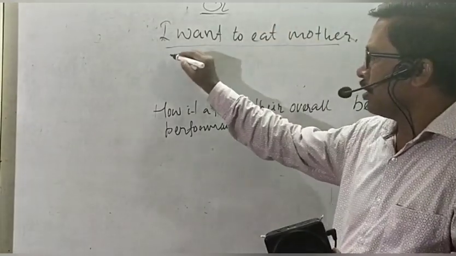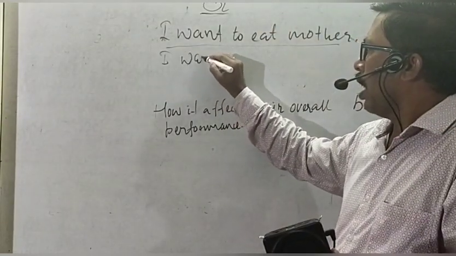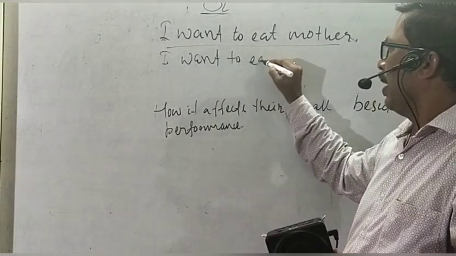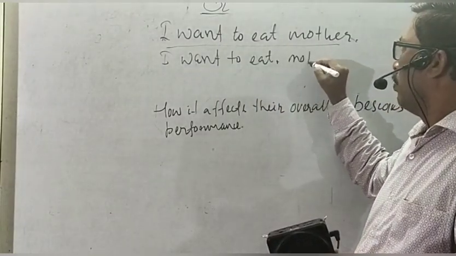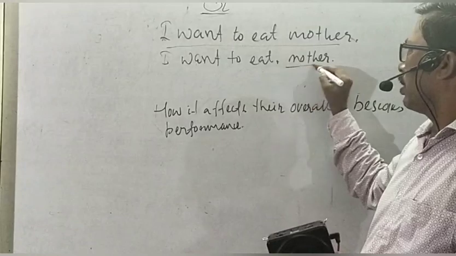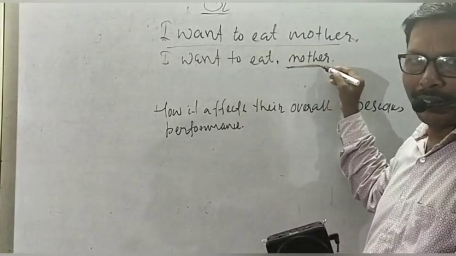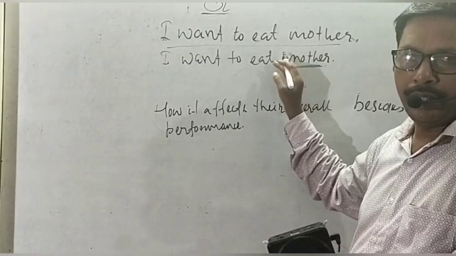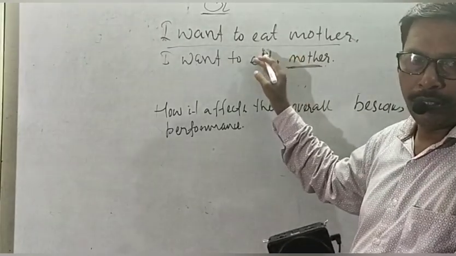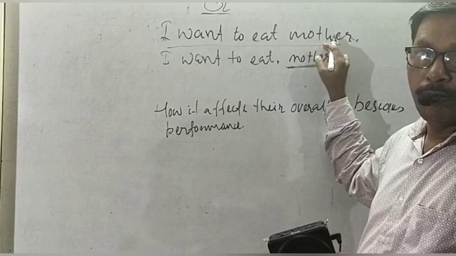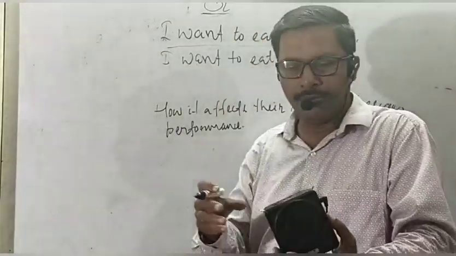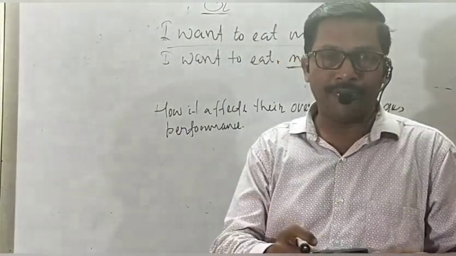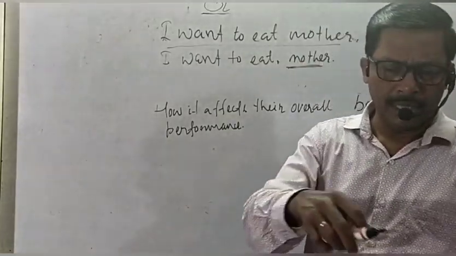But the correct sentence is: I want to eat, comma, mother. Means here the child addresses mother. Mother, I want to eat. How great a difference it makes.